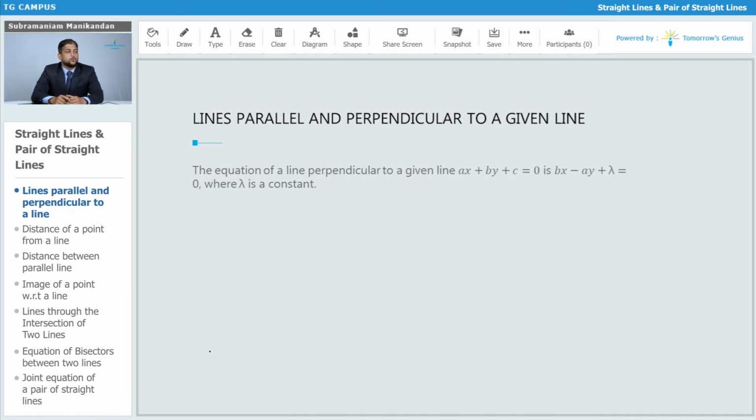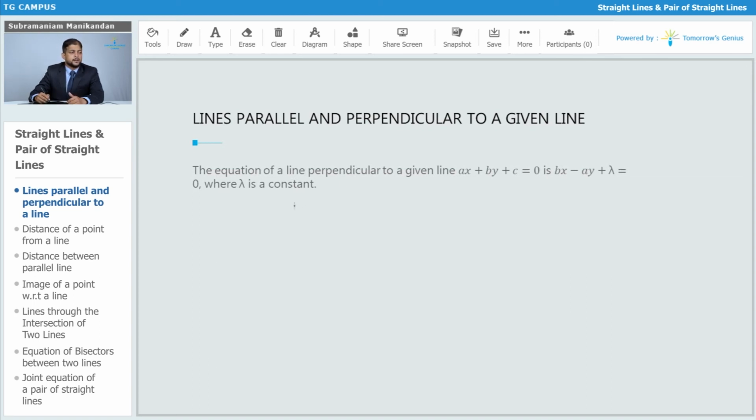Next, the equation of a line perpendicular to the given line ax plus by plus c equals 0 is bx minus ay plus lambda equals 0, again where lambda is an arbitrary constant. Here lambda may or may not be equal to c. Most of the time it's not equal to c, but it's okay if it is equal to c as well. So this is how we identify whether two lines are parallel or perpendicular to each other.